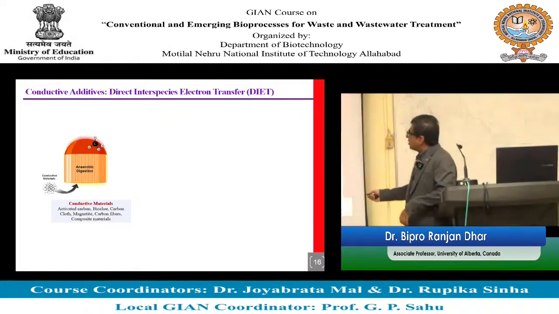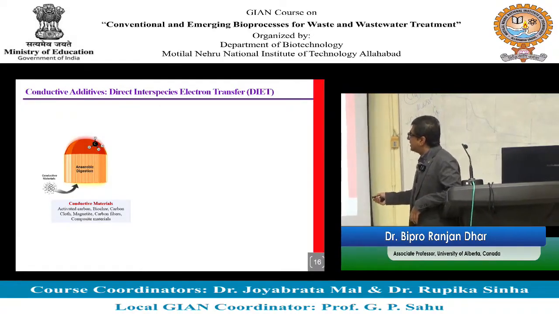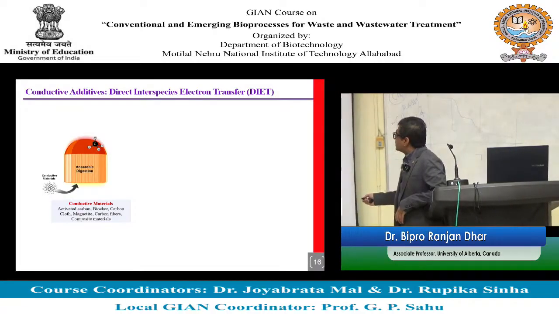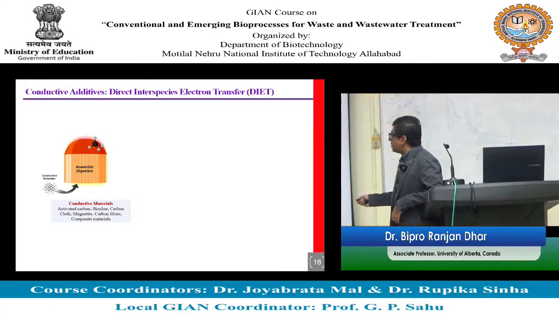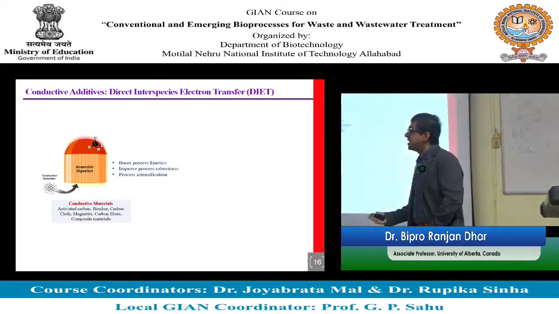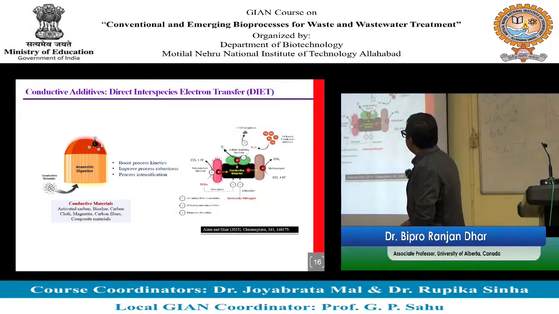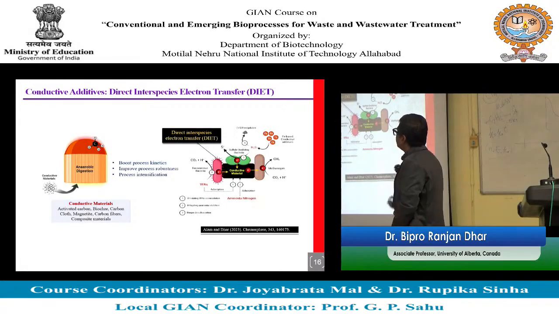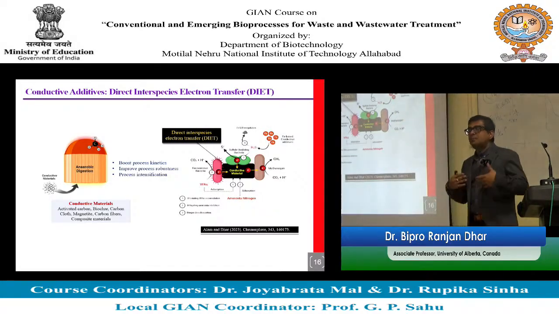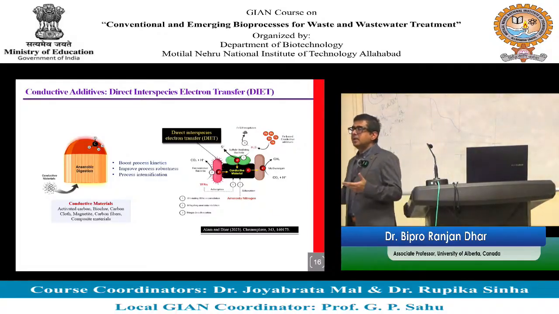So then a lot of studies have been done with many conductive materials: activated carbon, biochar. Biochar also has conductivity, but less than activated carbon. Carbon cloth, magnetite, which is iron based, right? Carbon fiber and different other composite materials. In most cases it was found that it can improve the process kinetics and improve biogas production. And the mechanism, initially it was thought that direct interspecies electron transfer would be the primary mechanism, but there are other mechanisms that can also be involved that can improve the process.